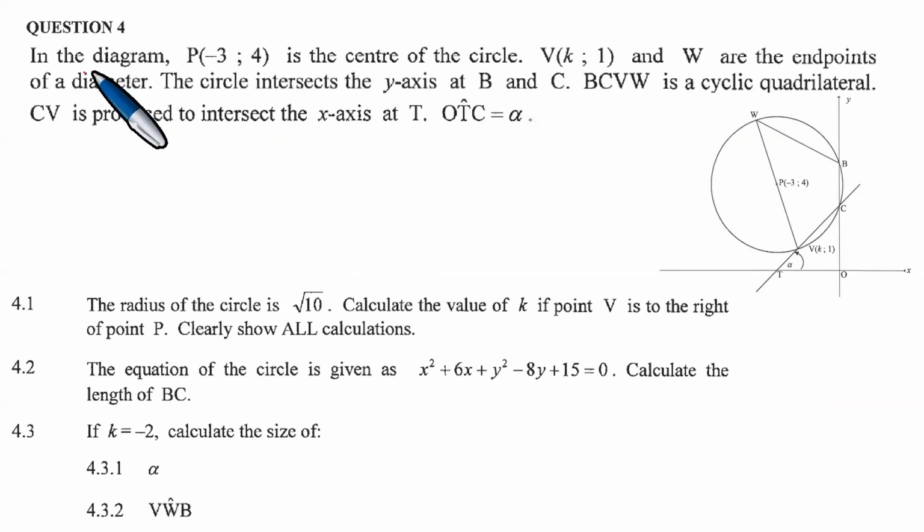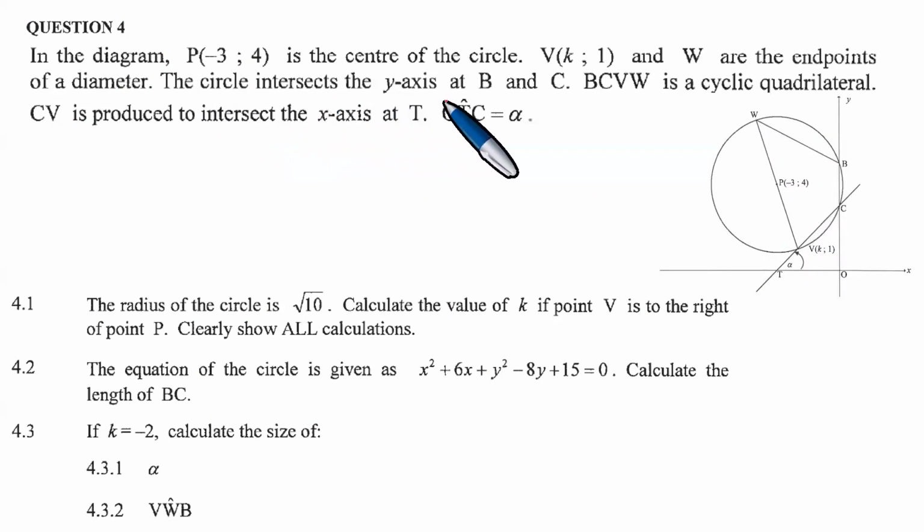Now, question 4. In the diagram, P has the coordinates -3 and 4 and is the center of the circle. So you have a circle like this with a center. V has the coordinates K and 1. V and W are the endpoints of a diameter. Here's the diameter and then the endpoints V and W there.